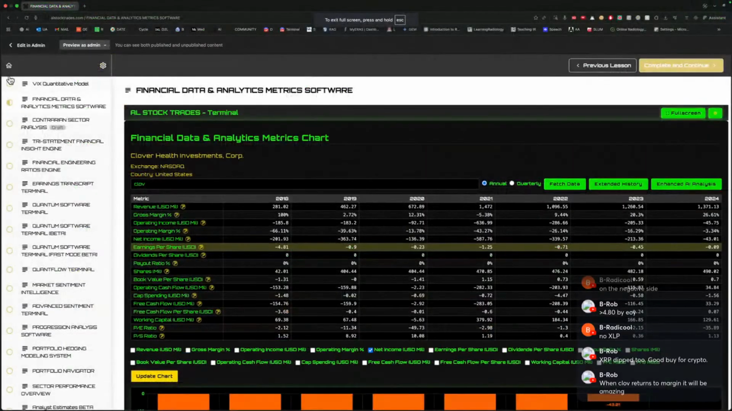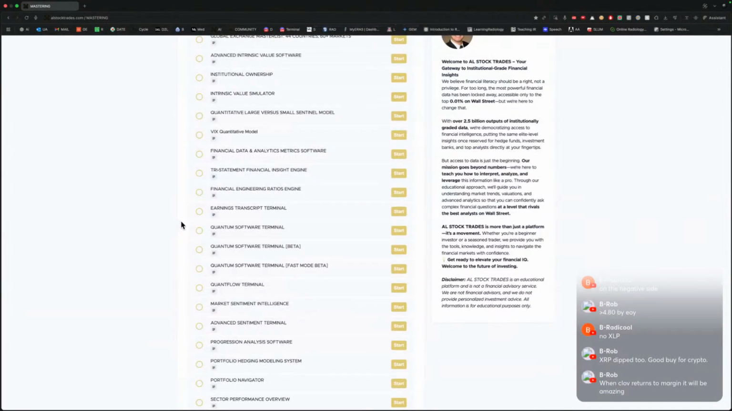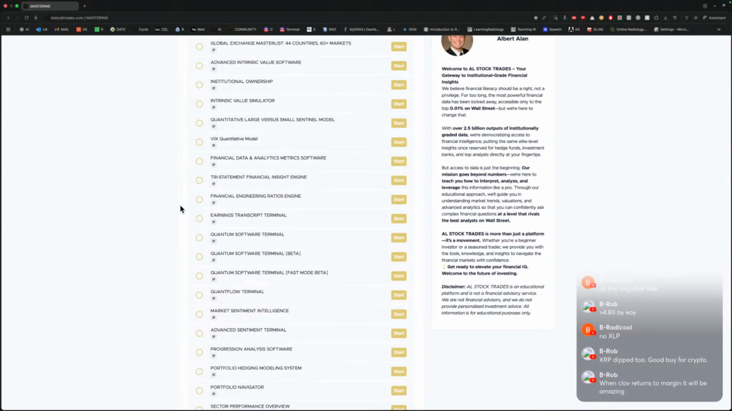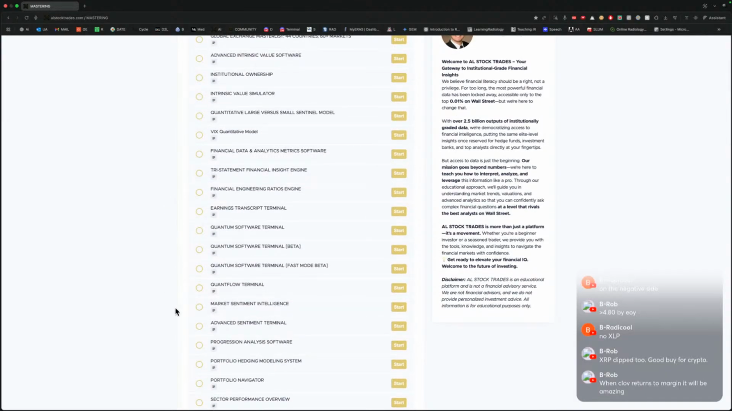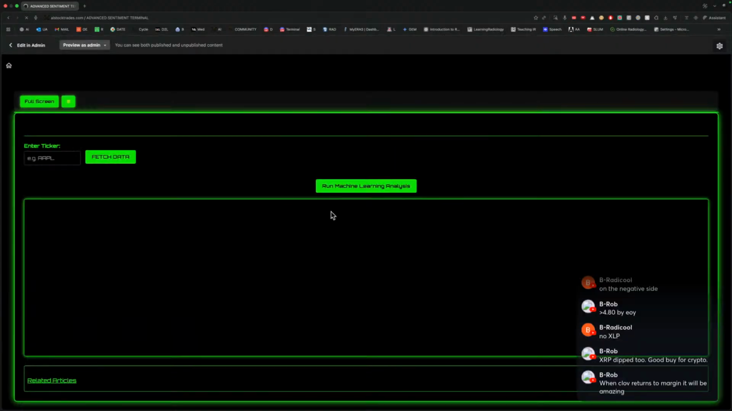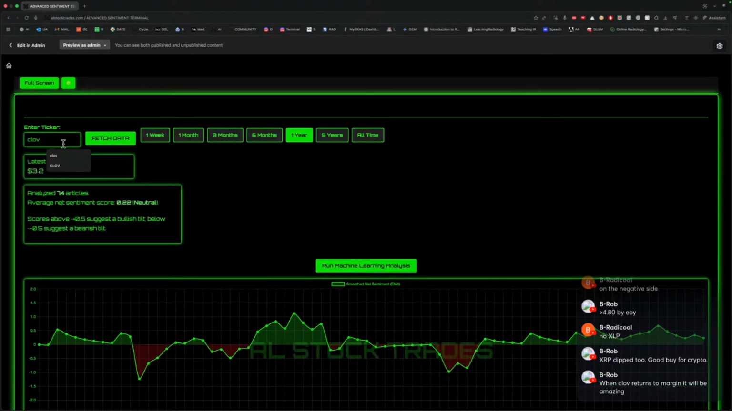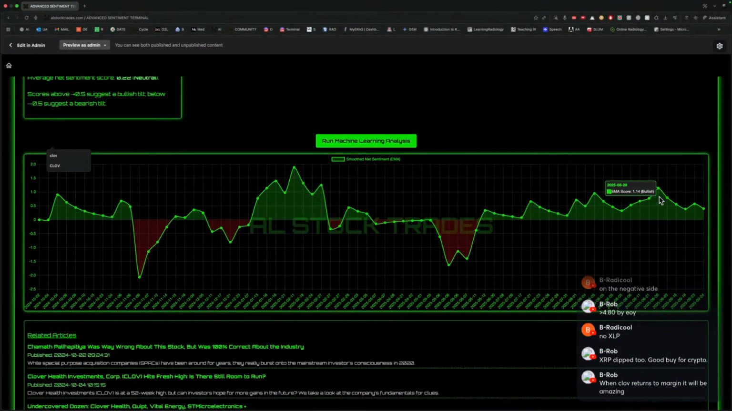But again, if we go to home, like I told you a couple weeks ago, I know Clover is at $2.50, but I'm telling you right now, the sentiment is actually going to go up. So let me go ahead and see the market sentiment intelligence, not that one, the advanced sentiment terminal. If we go to the advanced sentiment terminal and go to, let's say, Clover, you could see that we're in the upward bound. Obviously we're going down, but we're almost going to get to a whole new quarter.